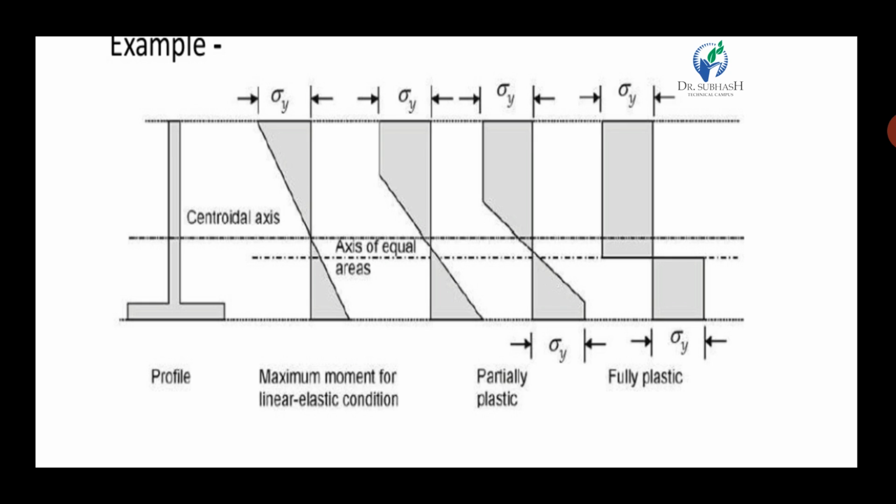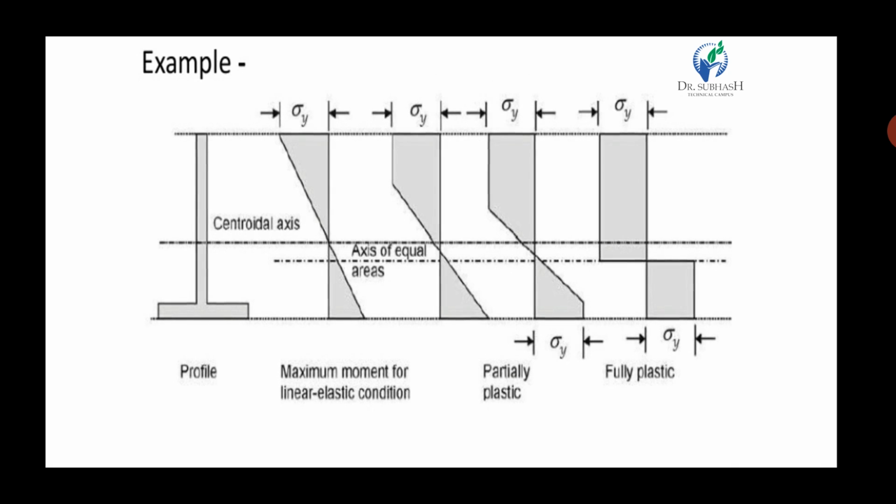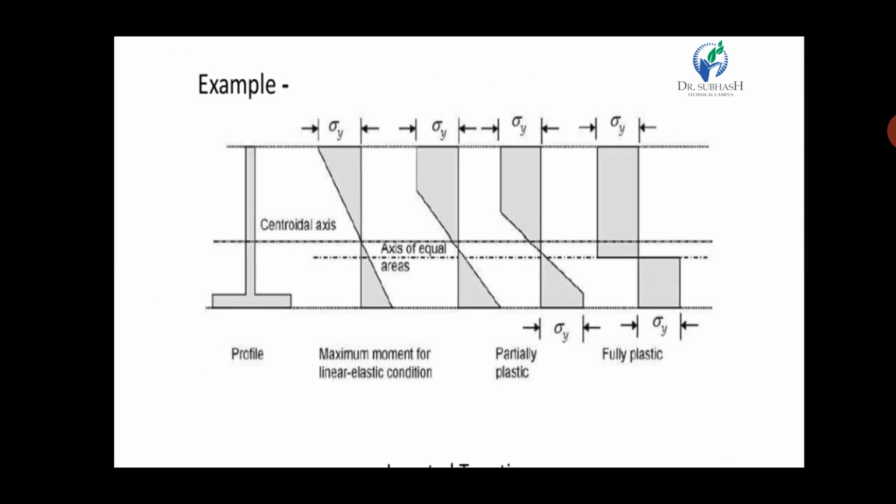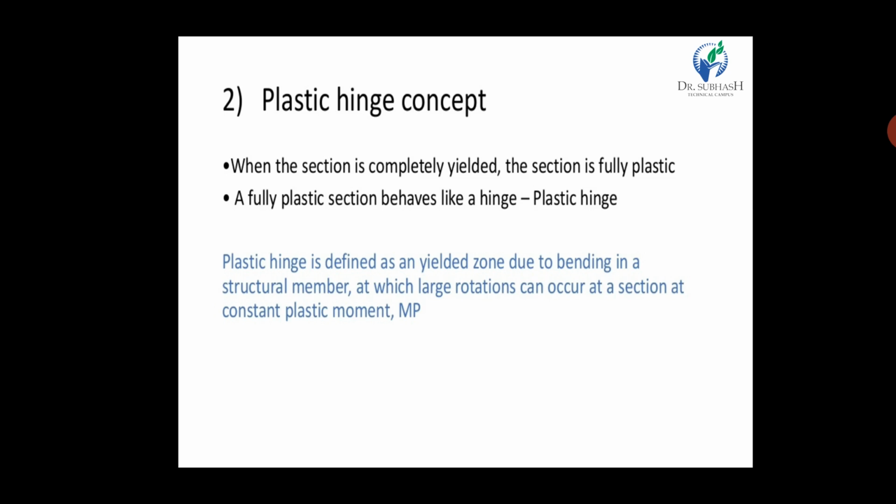But when we achieve the full plastic state, you can see the equal area axis. At that axis, the areas in tension and compression are equal. So in this process, we can allow the full plastic state. So this is the example of an inverted T-beam.